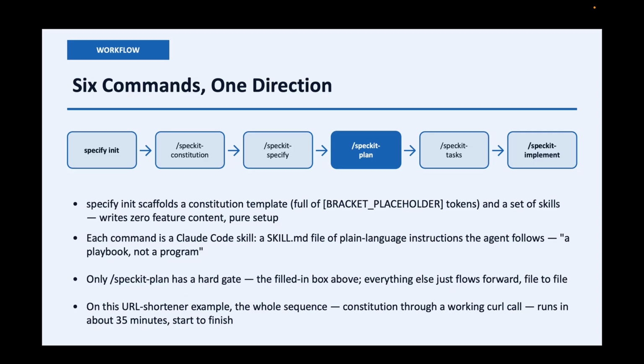Within this pipeline, though, there is one specific command, speckit-plan, that will actually go backwards. All of these commands are going from left to right, but speckit-plan will go back to the Constitution and check it and see whether or not it passes or fails. Thinking about this demo, the URL shortener example, this whole sequence of going from left to right, Constitution through an actual working curl call, will run about 35 minutes start to finish.